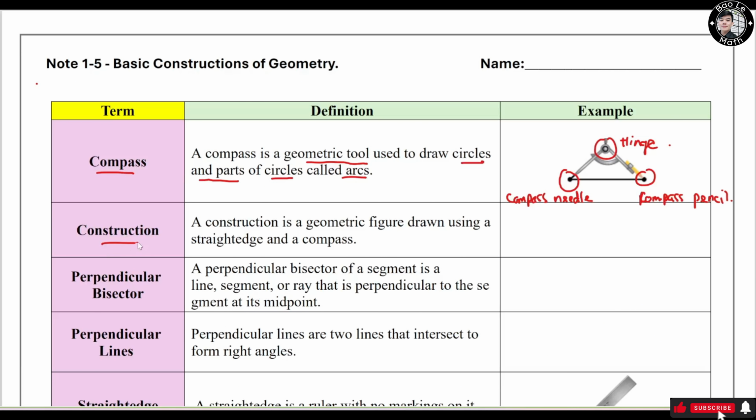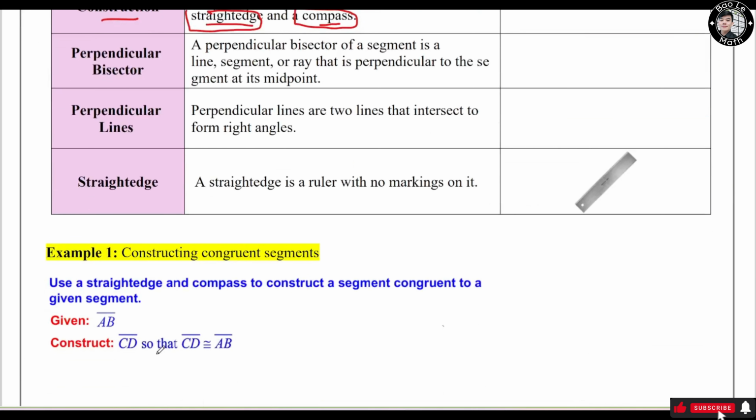Next one, construction. A construction is a geometric figure drawn using a straight edge and a compass. Alright, so in this lesson, we only use a straight edge and a compass. That's it. A straight edge is a ruler with no markings on it. Alright, so this one is the straight edge.